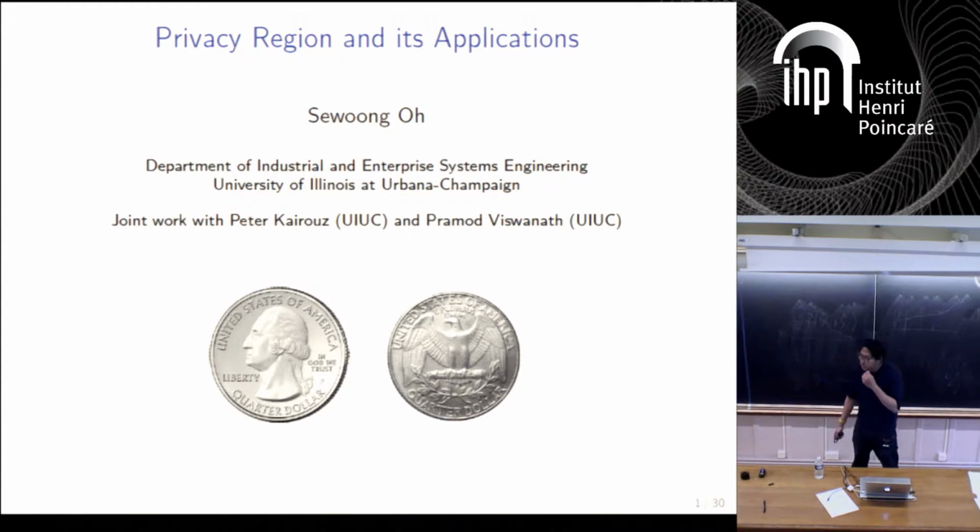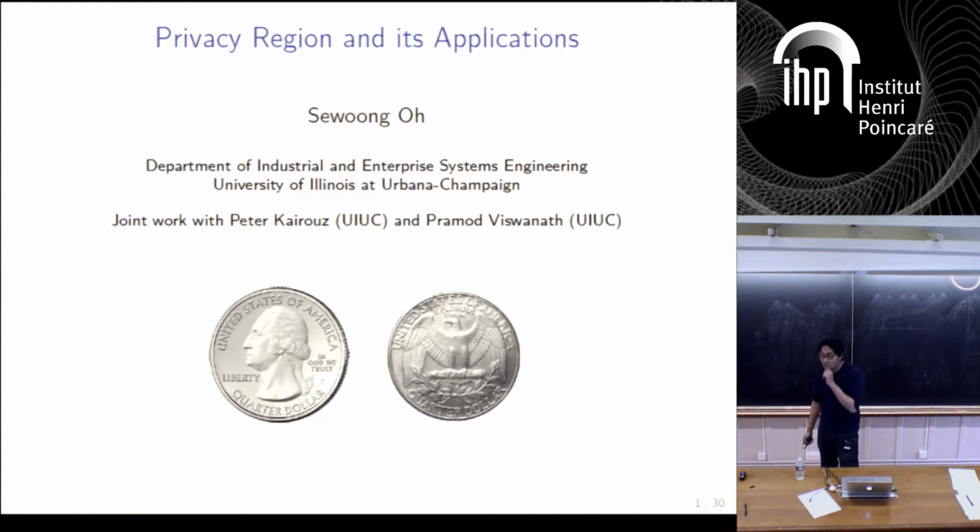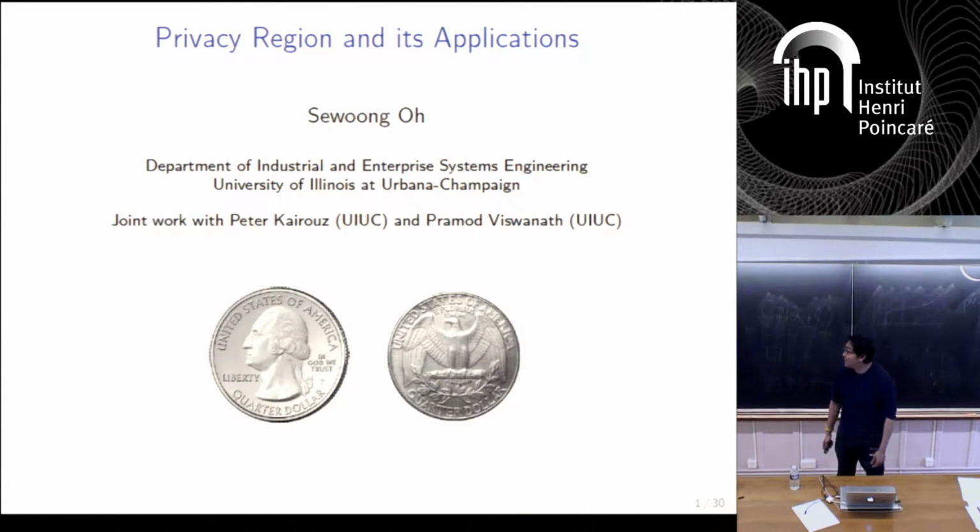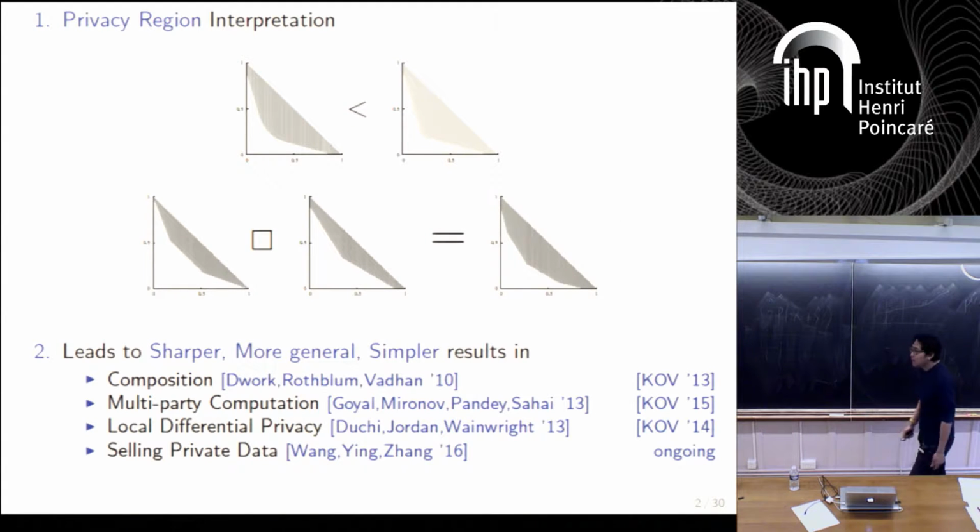So my talk is about privacy region, which is another way of looking at differential privacy using two-dimensional nice pictures. And I'm going to tell you how to go from one to the other and how to use this notion to prove some results that are interesting and improve upon the state of the art. So the outline is going to be the following. I'll tell you what these regions mean. I didn't tell you yet.